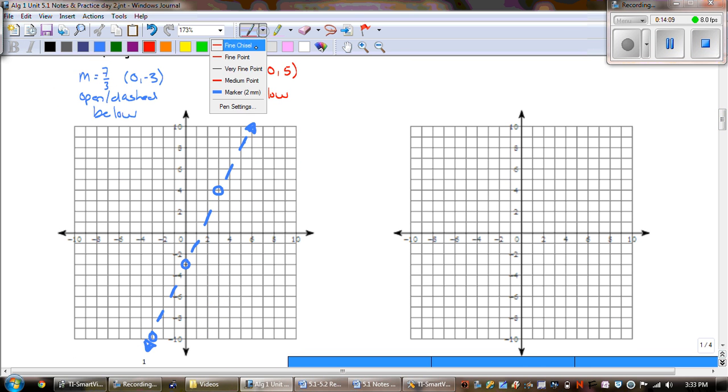All right, so let's go ahead and graph that. I'm starting at 0, 5. I actually have closed points now. And I go down 1, over 3, down 1, over 3, down 1, over 3, and I'm going to do that in both directions. Okay, and now we're going to graph the line.